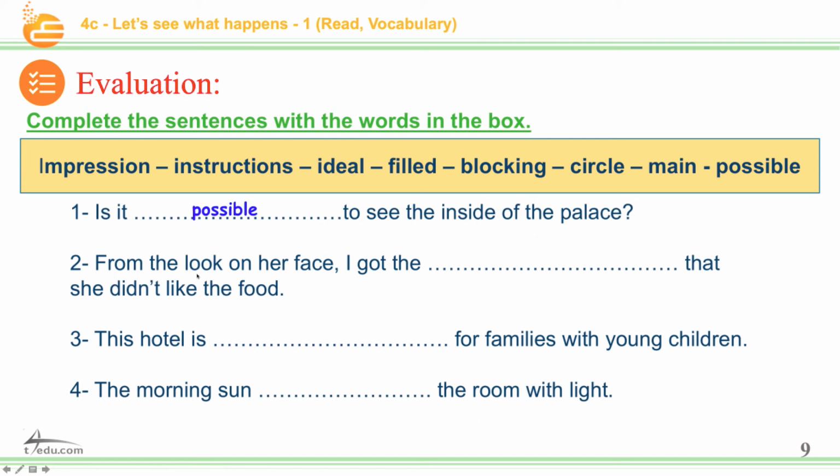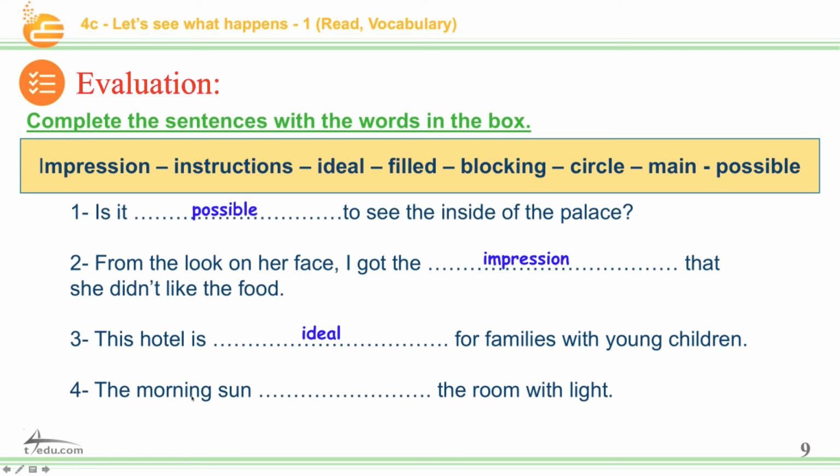Number 2. From the look on her face, I got the blank that she didn't like the food. I got, of course, the impression. Okay? Look on her face. Impression. I got the impression that she didn't like the food. Number 3. This hotel is blank for families with young children. Ideal, perfect for families with young children.